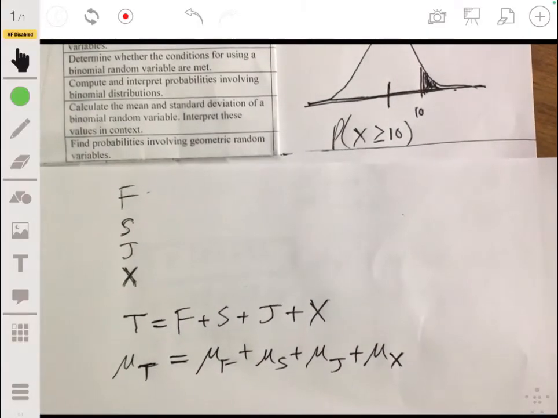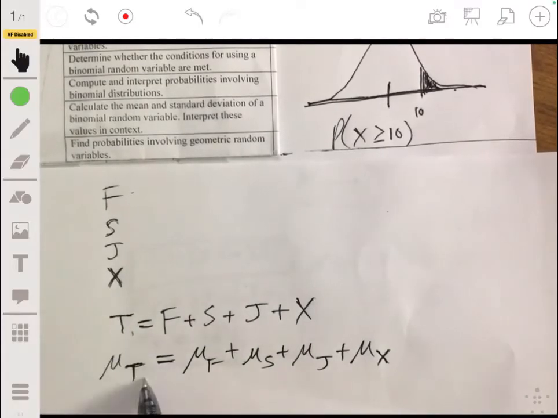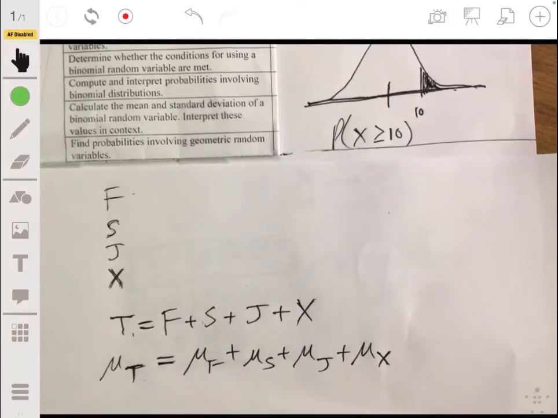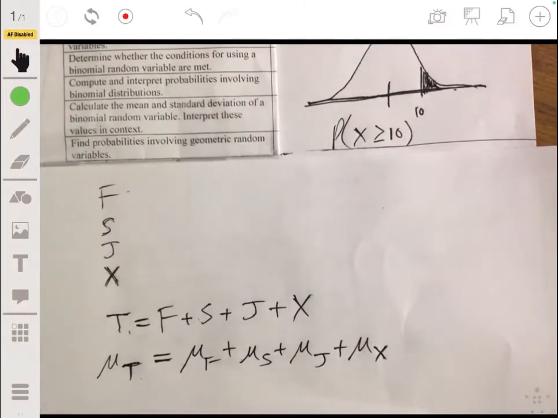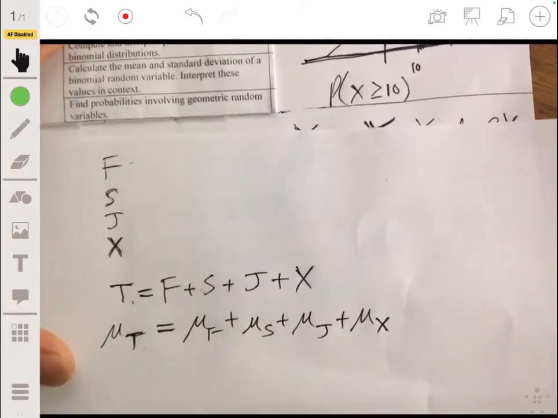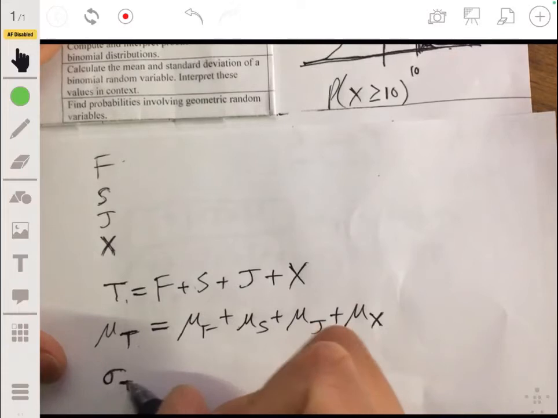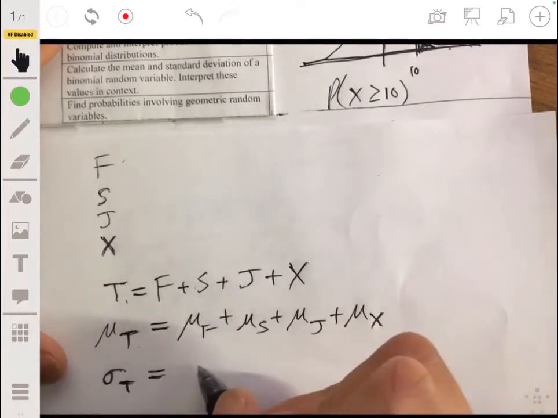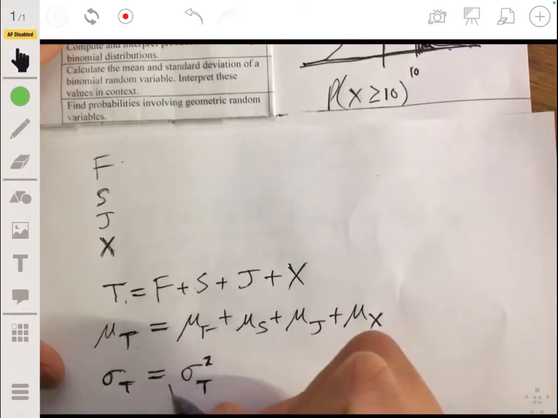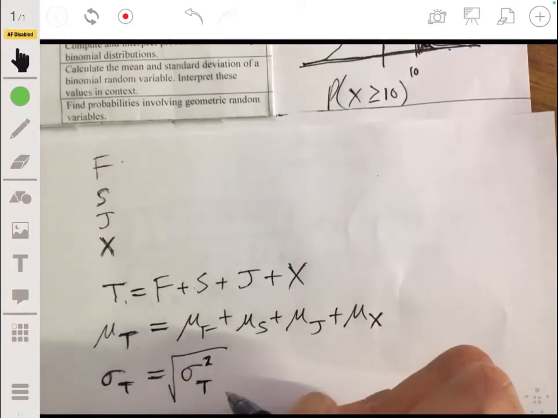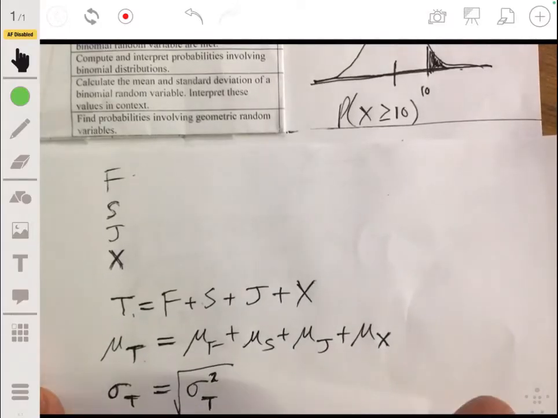Means are pretty simple to work with. You just find the mean of T, just add up the means of each of those variables. Now, the standard deviation of T is going to be a little different. If we want to find the standard deviation of T, we're going to need to find the variance and take the square root. Remember, the variance is the standard deviation squared. So the standard deviation of T is the square root of the variance of T. So we need to find the variance of T.